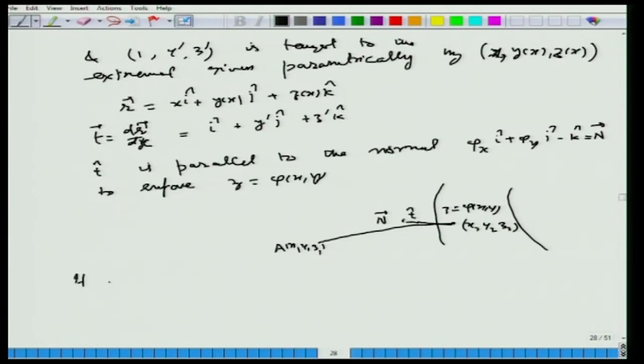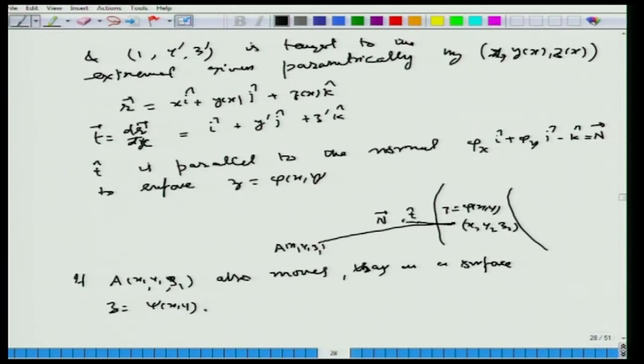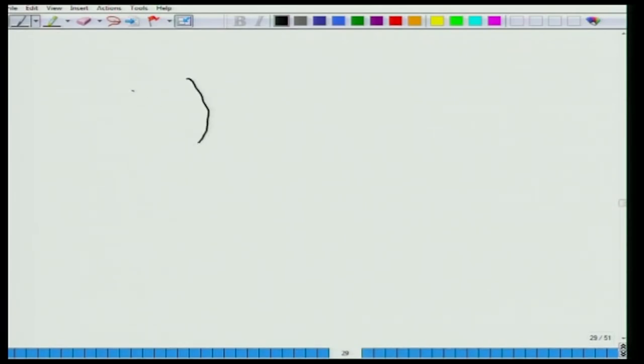So, if this A, x1, y1, z1, also moves, say on a surface z equal to psi(x, y). So, here we get this situation that this is the surface z equal to psi(x, y), and A is here, that is x1, y1, z1 is moving on the surface, and we have this another surface here, that is z equal to phi(x, y), and B is moving on this, x2, y2, z2.